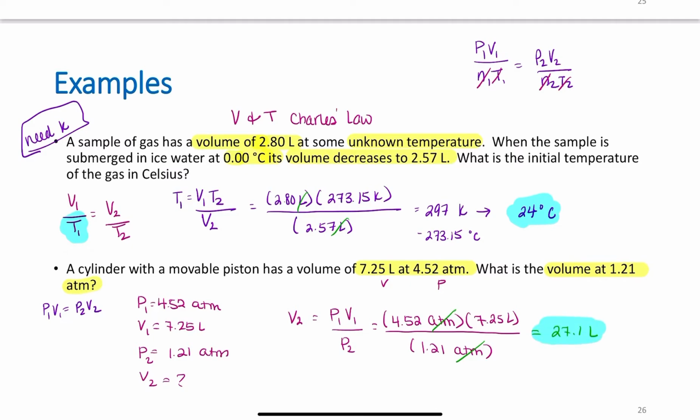So, if I had a cylinder with a movable piston and had a volume of 7.25 liters at 4.52 atmospheres, the volume would increase to 27.1 liters if I decrease that pressure to 1.21. Notice 4.52 atmospheres, 1.21 atmospheres. I have decreased that pressure, so the volume has increased. Hence, Boyle's law.